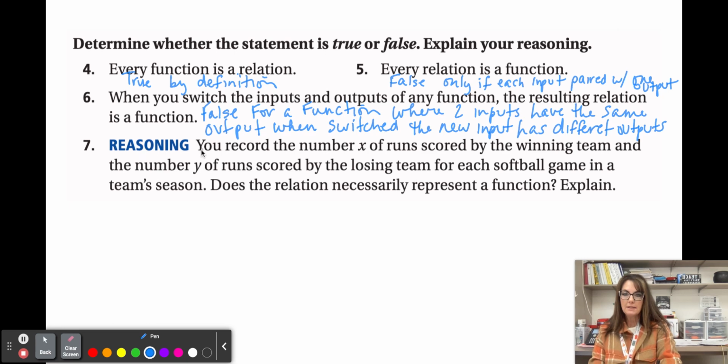Okay, so the reasoning here. So you record the number X of runs scored by the winning team and the number Y runs scored by the losing team, okay, in a team's season. Does the relation necessarily represent a function? Do you think that if you're just keeping track of scores for Team X and Team Y for the whole season, is it going to be a function? I mean, no, not necessarily. And the reason it's no is because there could be a time when a team could score the same number of runs in a season while their opponent scored a different number of runs. So no.